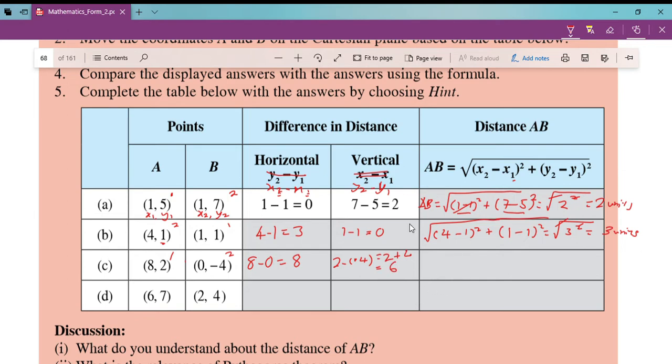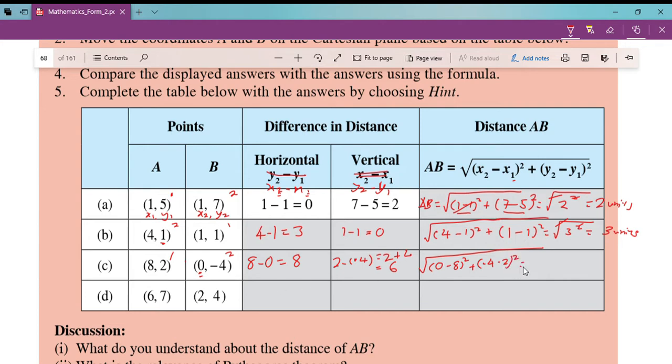Okay, next, if you use Pythagoras theorem, then how? Okay, let's see. Square root. x2, let's say I choose this one as 2, so the x2 will be 0. So 0 minus 8 squared, plus y2 is negative 4. Make sure you put bracket, negative 4 minus 2, since y1 is 2.